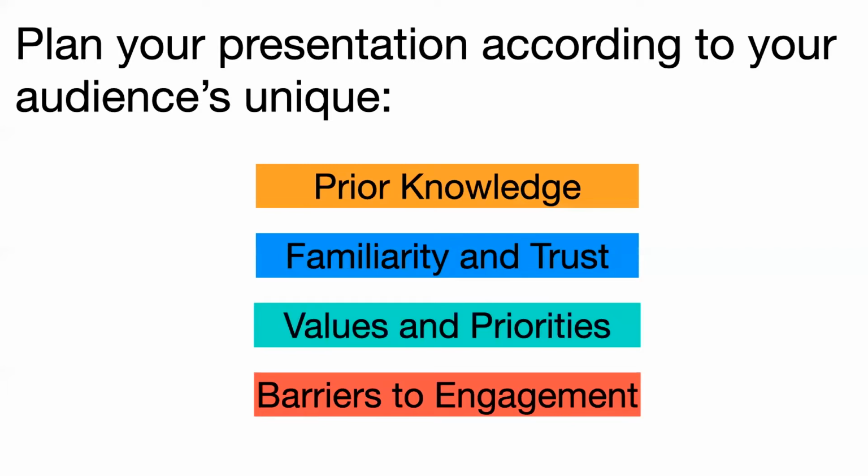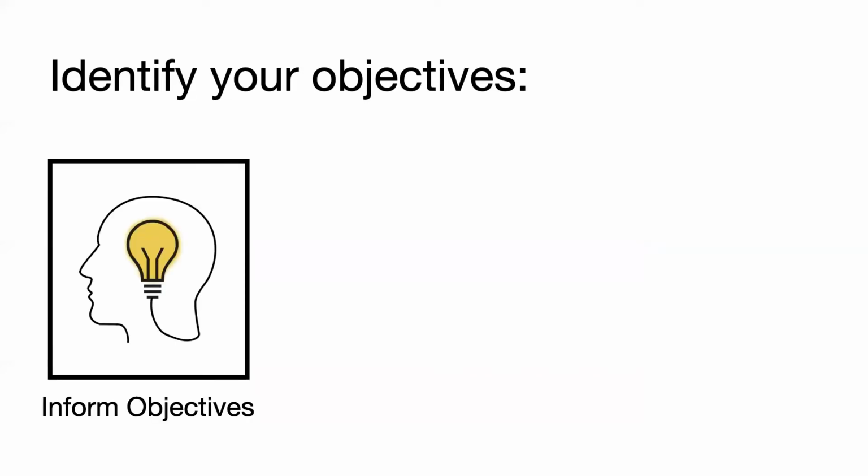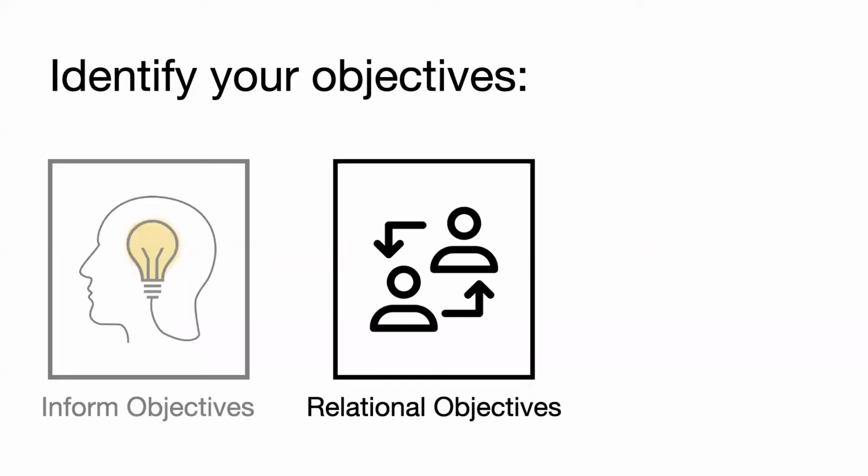Once we understand our audience and start thinking about how to tailor my presentation to this specific audience, we can start thinking, what are my actual objectives? What do I want to attain through this presentation? We can break down objectives into three broad types. We've got our informed objectives: what do I want my audience to know or remember? We've got relational objectives: what kind of relationship do I want to build? Do I want this to be a multi-year relationship of trust with this audience? So how am I going to attain that through my presentation?